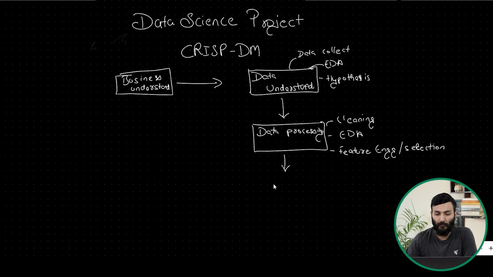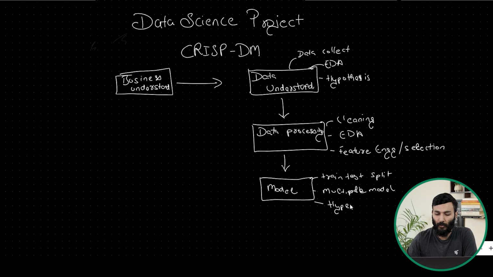After going through all of it, we finally move to the modeling section. Here we also perform the train test split. Then we apply multiple models for that particular business problem or scenario. Then we perform hyperparameter tuning to make the model more advanced and better. After the hyperparameter tuning, you have the best possible model.